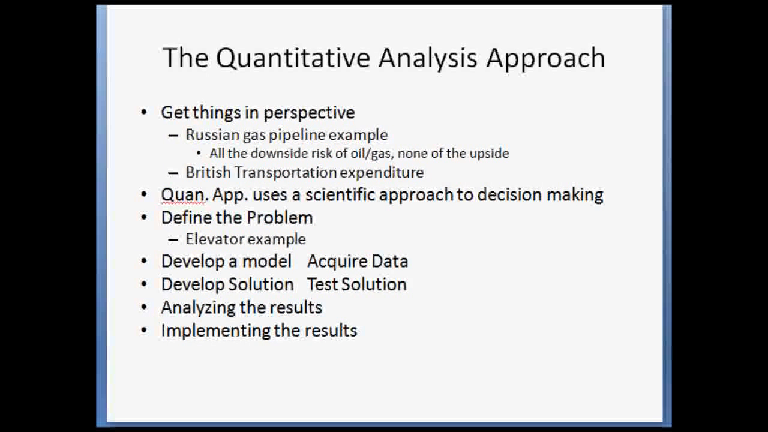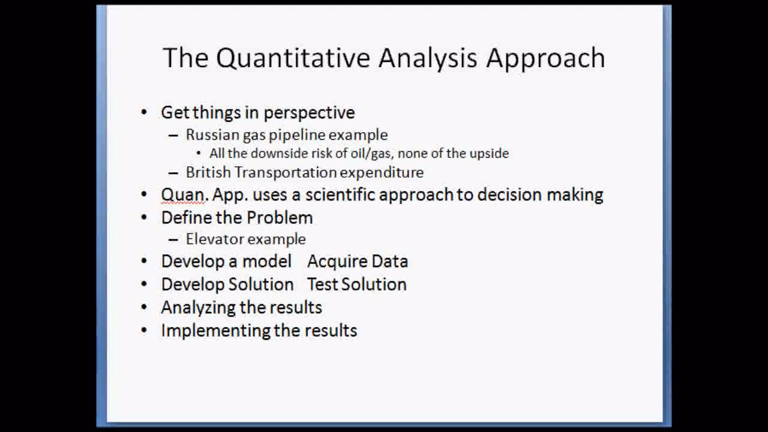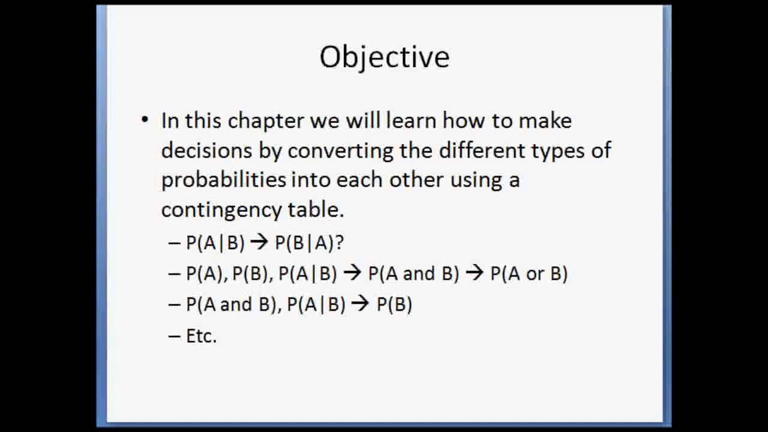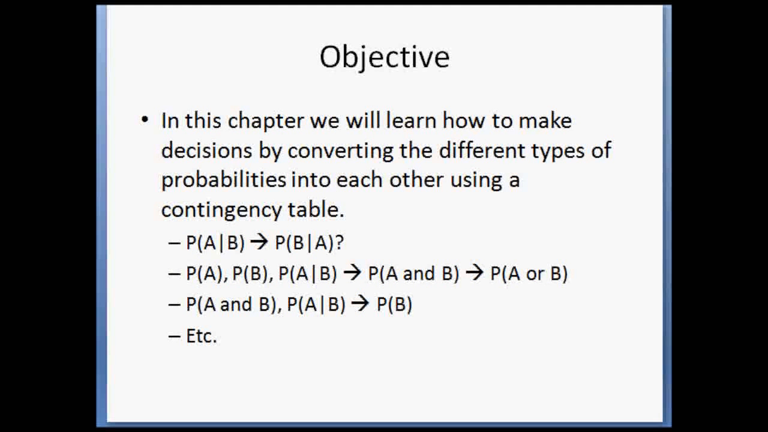That's the scientific approach. And in business, it means updating our views of the world, changing our corporate policies or company policies or business policies to match our new information. And so the first step in that is understanding the basics of probability. So in this chapter, this is now chapter 2, we're going to talk about different types of probabilities and how to relate them to each other.